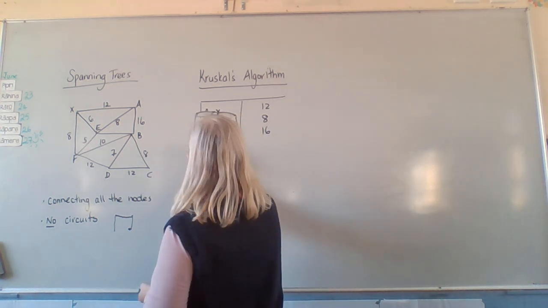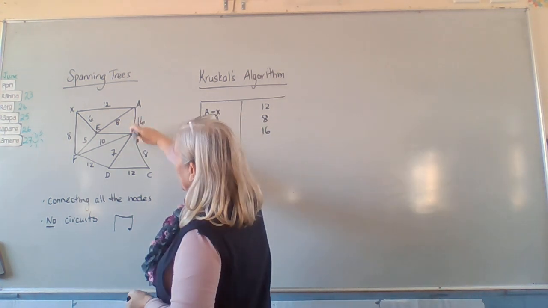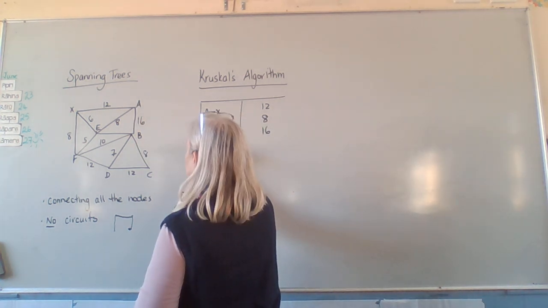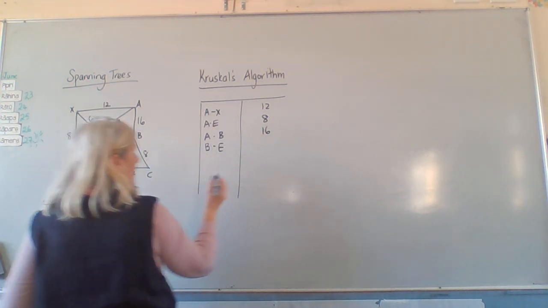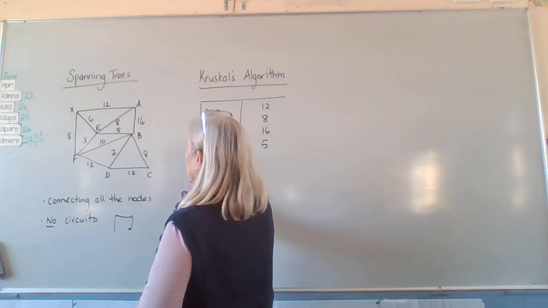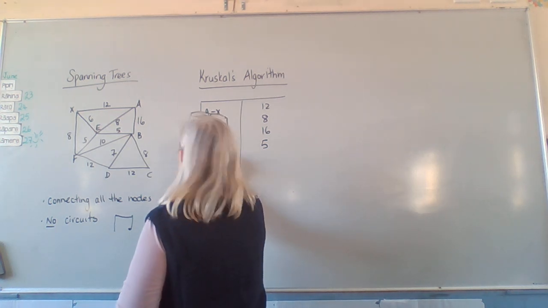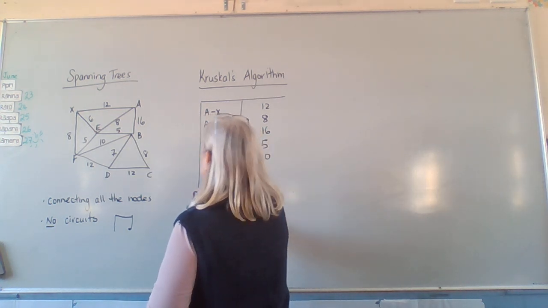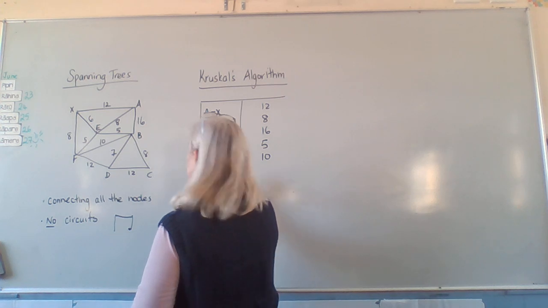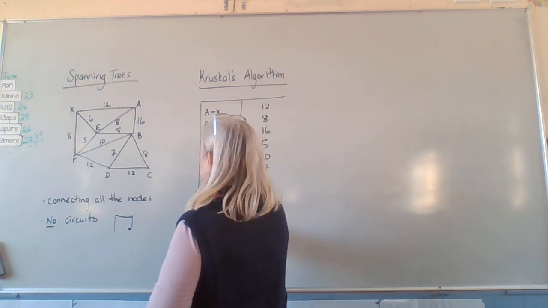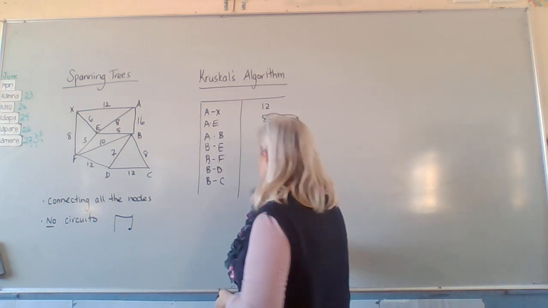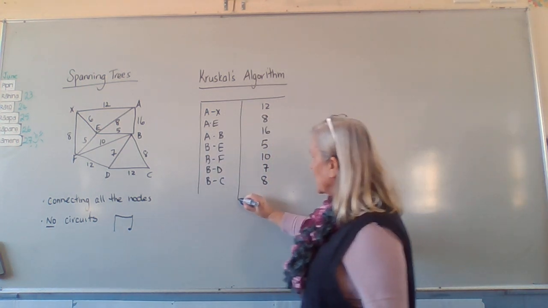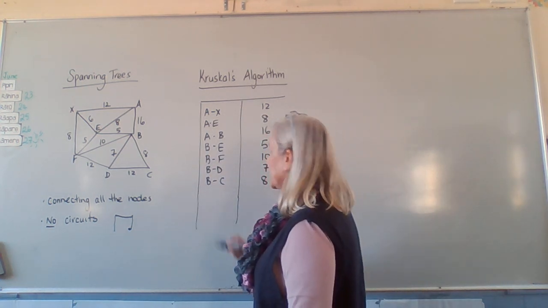So let's go to B. We've already done B to A, we don't do it again. We're going to go B to E is nothing at the moment, so I'm going to put 5 on there just because I can. And B to F is going to be 10. B to D is going to be 7. B to C is going to be 8. All right? So I don't need any of those paths again.